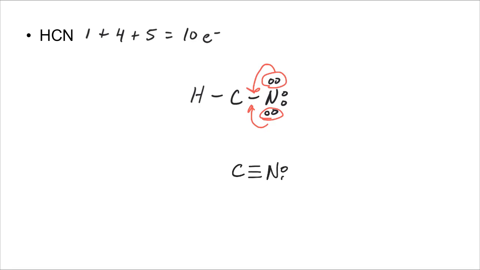Nitrogen still has 1 lone pair, and hydrogen over on the other side. So now we have the right number of electrons, 10, and everything has an octet. So we've satisfied those rules.